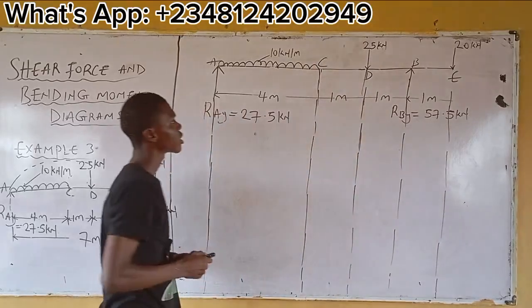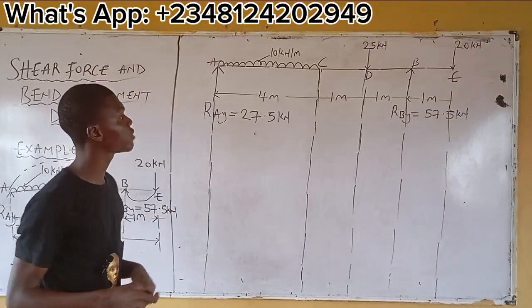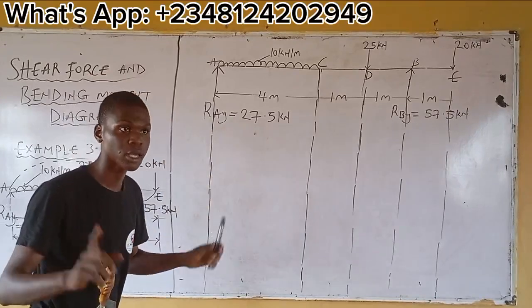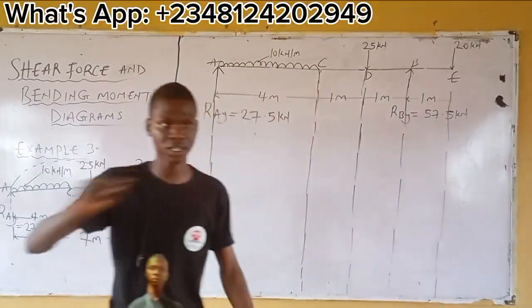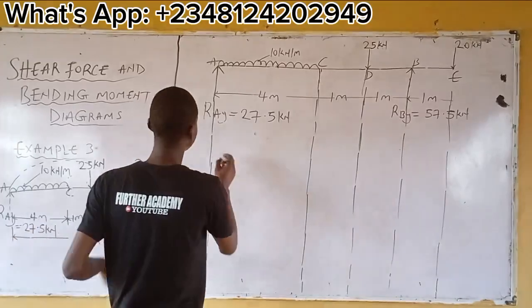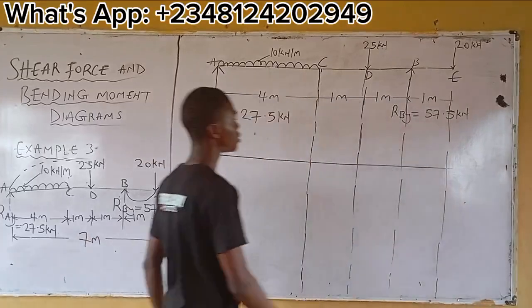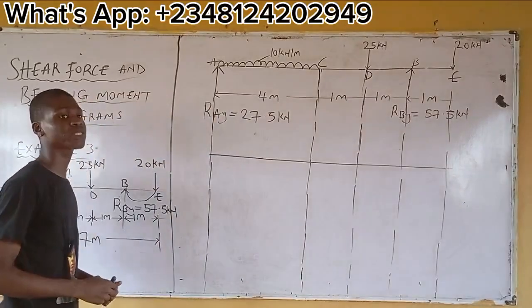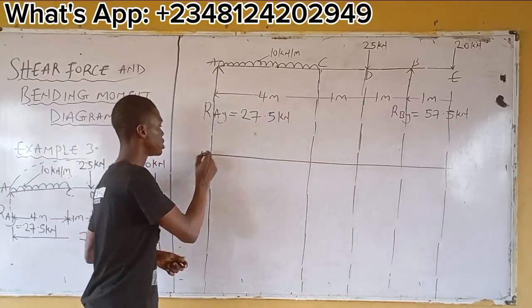Now from here, nothing is changing. So we want to draw the shear force diagram. Take a reference line for both the shear force diagram and the bending moment diagram. For my shear force diagram, this will be my reference line, meaning origin 0, 0. So this is 0.